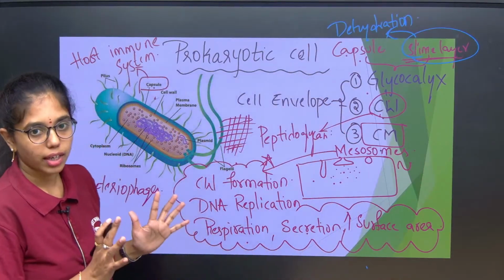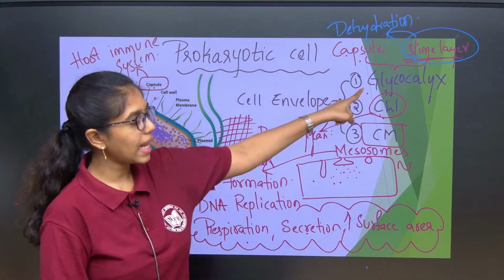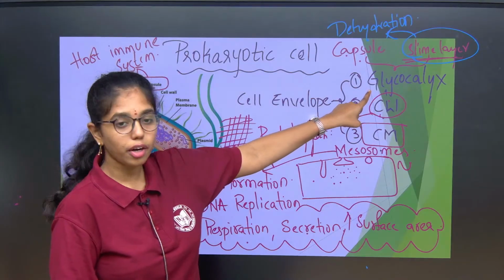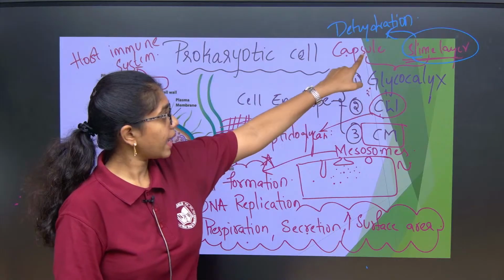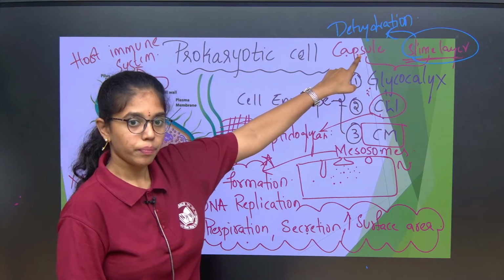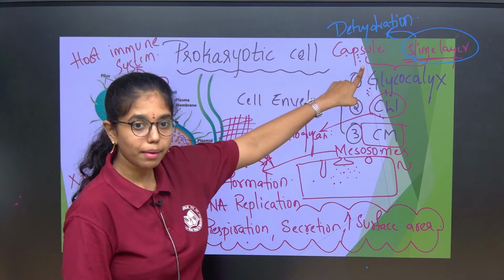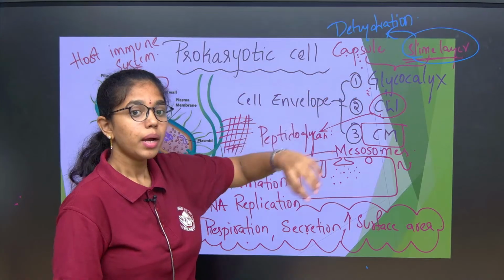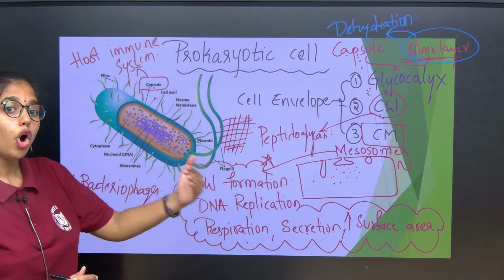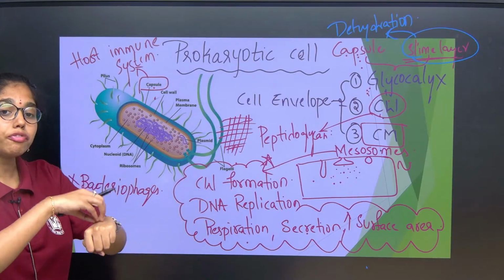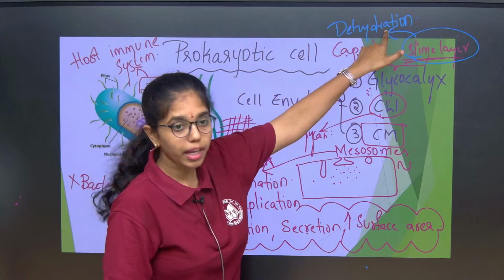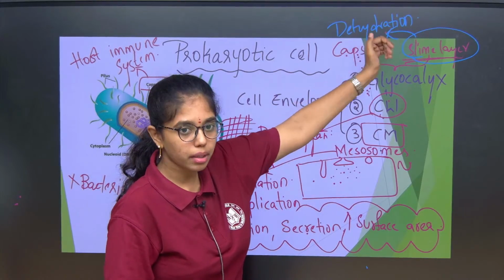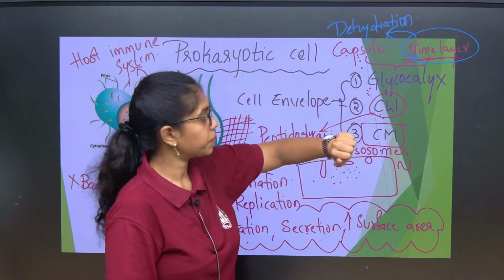of the eukaryotic cell. Now, are you clear with the cell envelope? The very outer layer of the cell envelope is what? Glycocalyx. It can be in the form of capsule or slime layer. If it is a capsule, what function is it doing? Preventing the bacteria from the host immune system and from infections of bacteriophages. Clear? If it is in the form of slime layer, what is it doing? It will prevent the bacteria from dehydration.